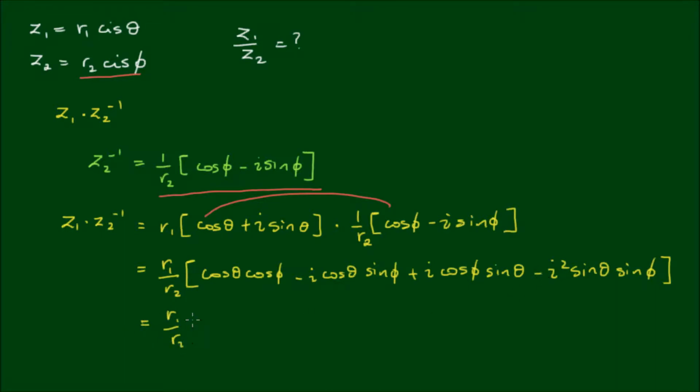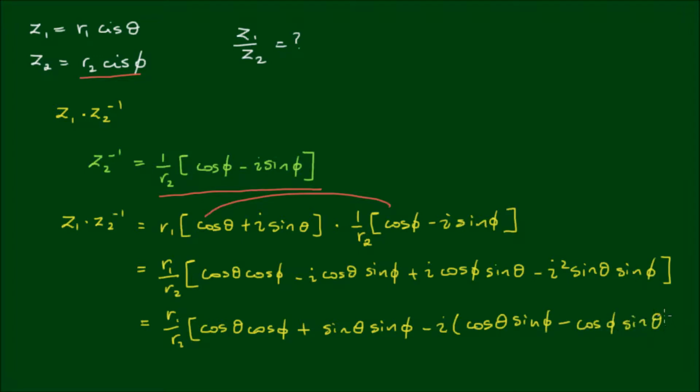So I can combine cosine theta cos phi plus sine theta sine phi as the real component, and the imaginary component, so I get minus i outside of cos theta sine phi minus cos phi sine theta.